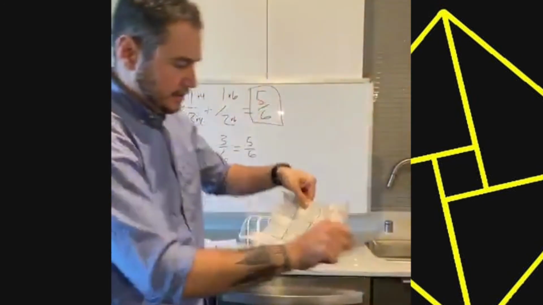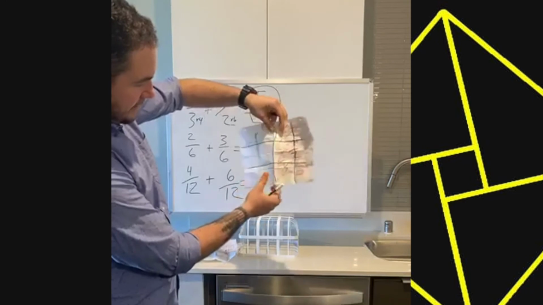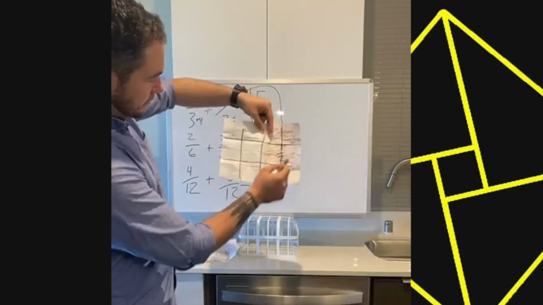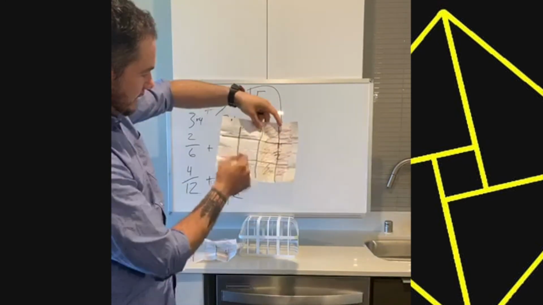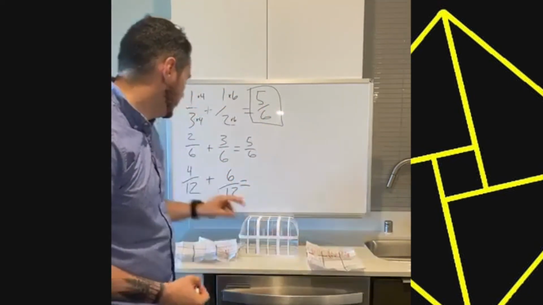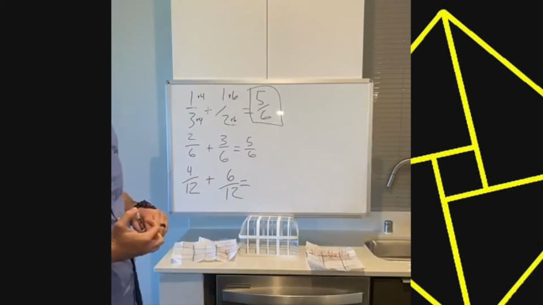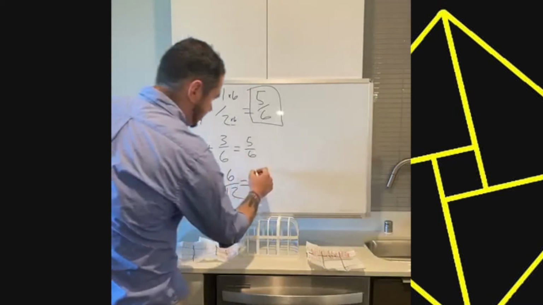There we go. Beautiful, right? We have, this is our half sheet, so half is equal to 1, 2, 3, 4, 5, 6 out of 7, 8, 9, 10, 11, 12. 6/12. Cool, right? 6/12 plus 4/12. Now, what is 6 plus 4? It's going to be 10.